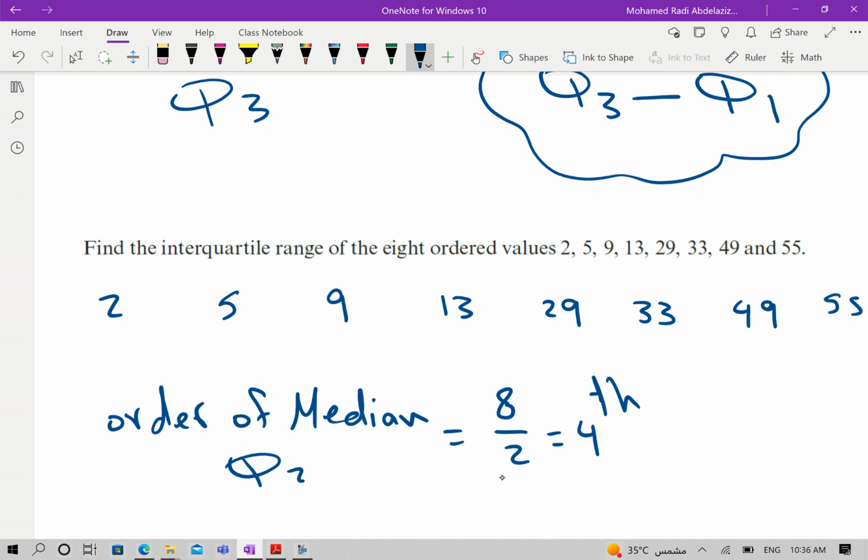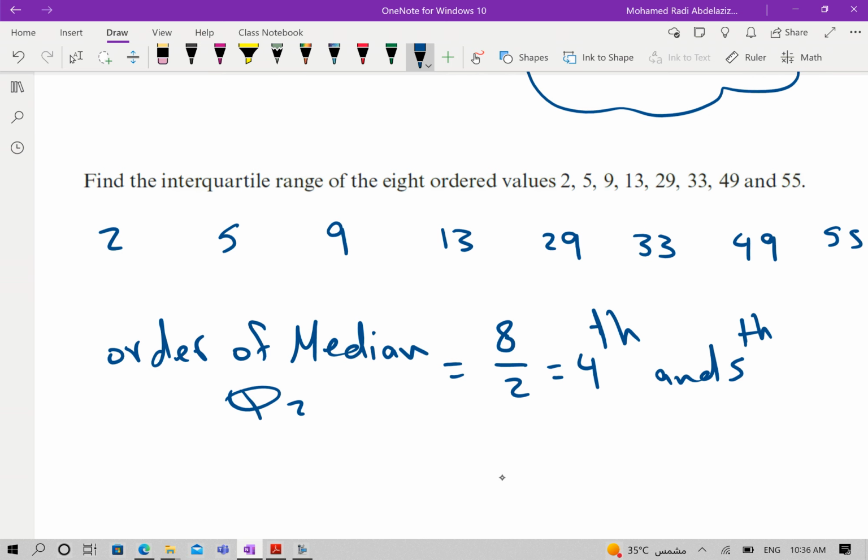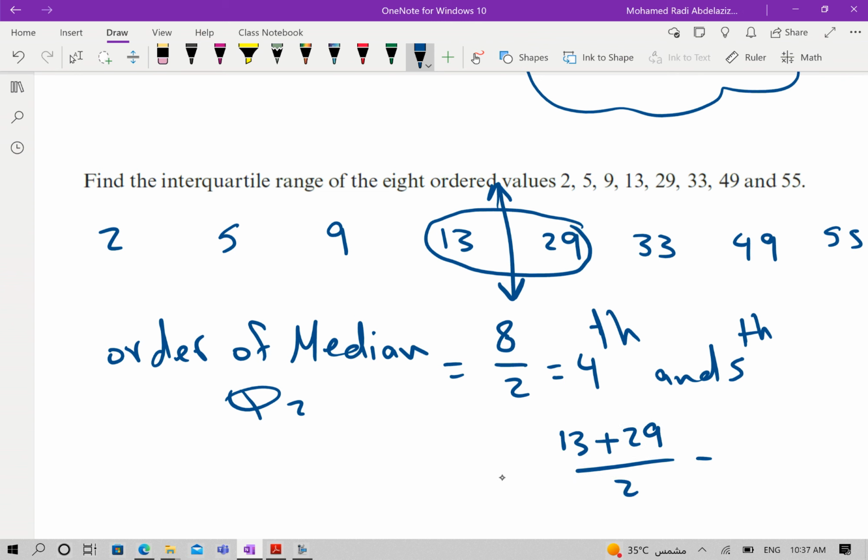We have 8 values, so 8 divided by 2 is 4. Fourth and fifth. Find their sum divided by 2, which is the average. Fourth and fifth, find the middle value, which is 13 plus 29 divided by 2. The answer is 21. So the median is 21.